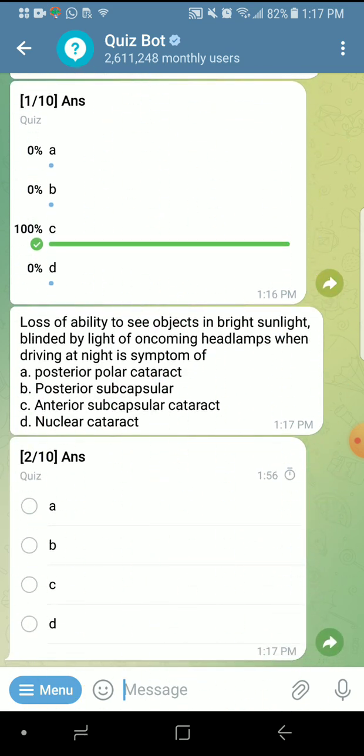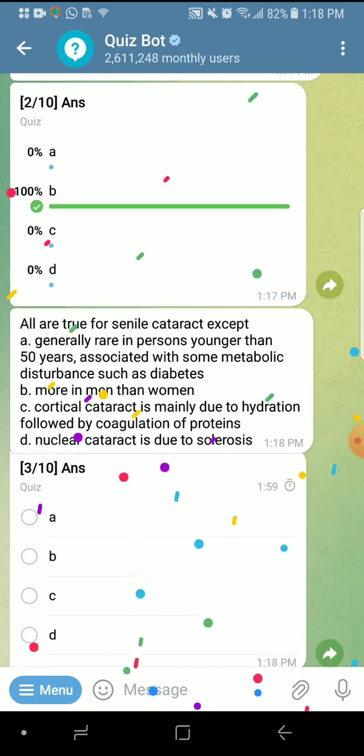Now, if the patient is not able to see in bright sunlight, particularly incoming headlights while driving at night, that symptom is known as glare. That is specific, due to scattering of light in posterior subcapsular cataract. And the various differentials of PSC, that's the last question.